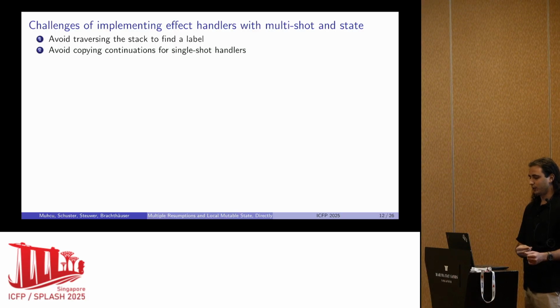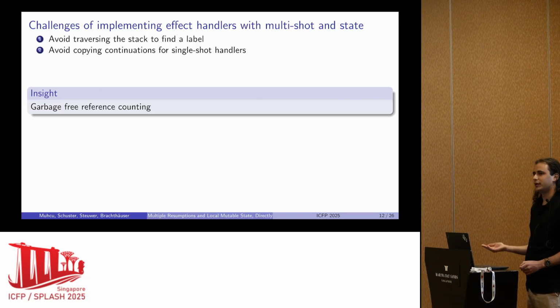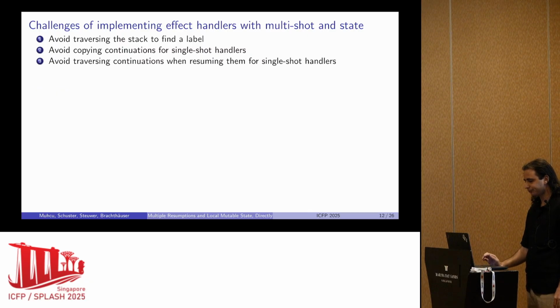Second, we want to avoid copying continuations in the case of single-shot handlers. And for that, we are relying on our memory management technique, which is garbage-free reference counting. This provides us during runtime with a count of how many references we have to a continuation. And then we only copy if we have more than one reference.